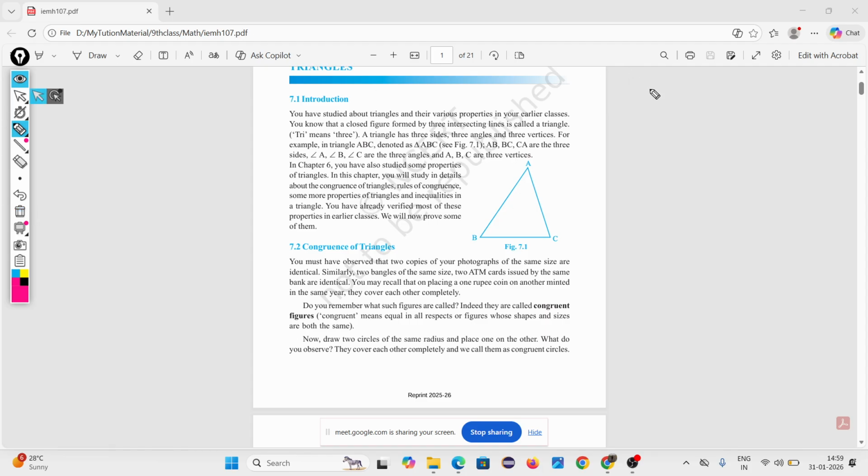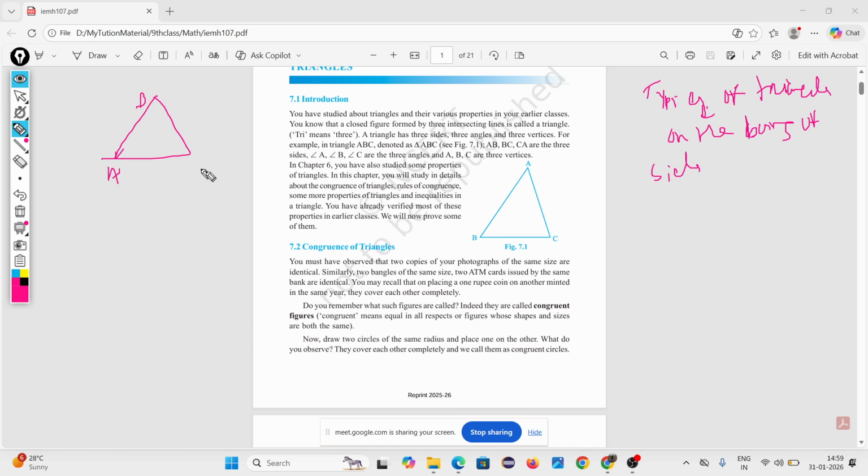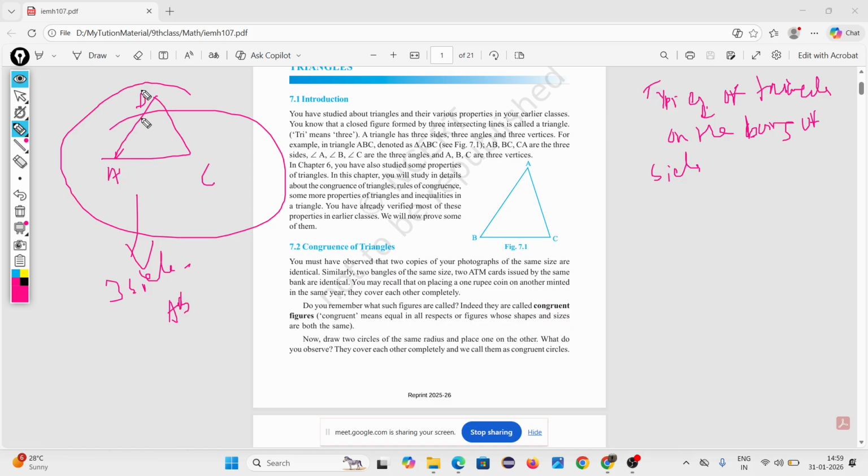Complete. Then write down types of a triangle on the basis of sides. Look, a triangle has three sides. What are the names? If ABC is a triangle, what are the names of the three sides? Side AB, BC, CA. Okay. How to represent it as a line segment?